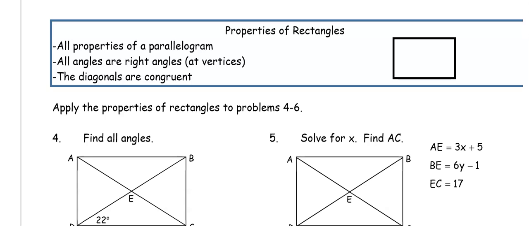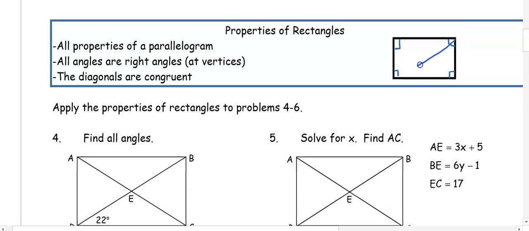Our next shape is a rectangle. So a rectangle has all of the properties of a parallelogram, and then it has some special properties to itself. So the other properties that are special to a rectangle is that all of them are right angles.